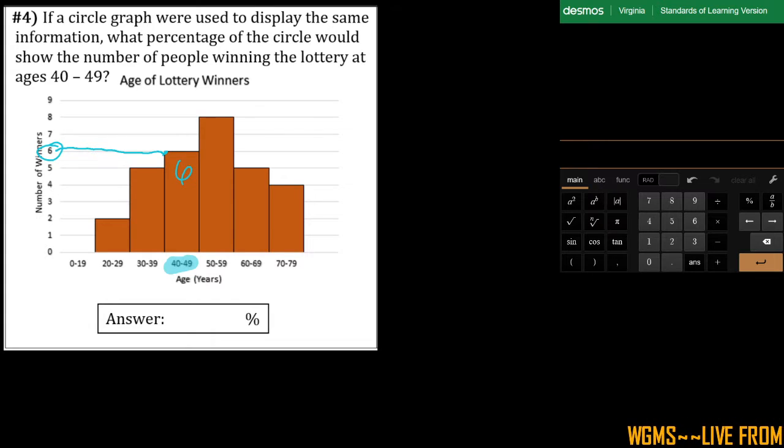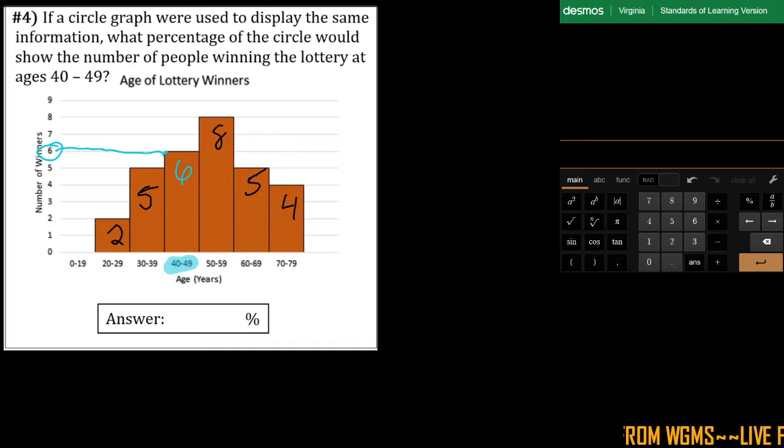But how many in total? So again, make sure you're seeing just like that number 1 that we did, we have to find the total and make a fraction out of it. So we're going to have the percent. So let me do it like this. So we have 2 people here. I have 5 here. We said we have 6 for the 40 to 49. We have 8 here. We have 5 here. And we have 4 in this interval.